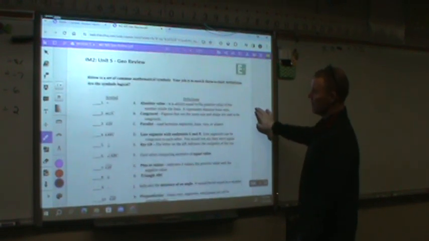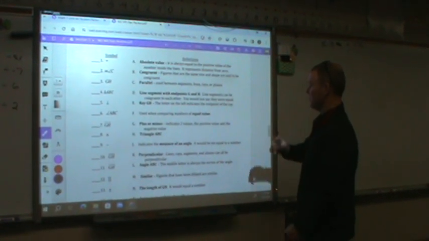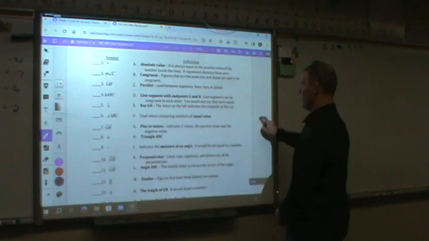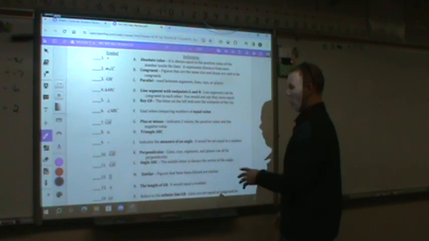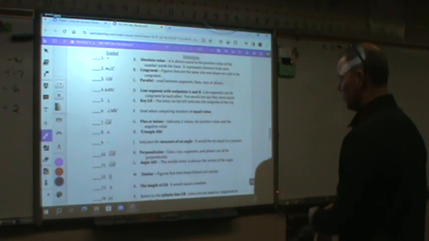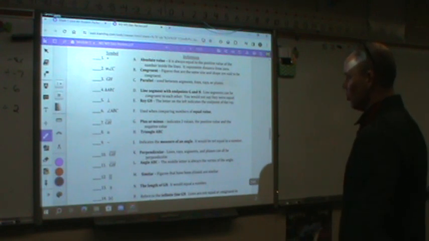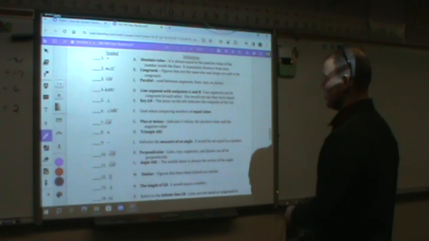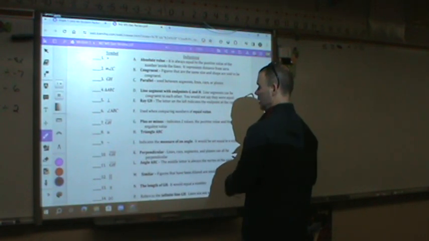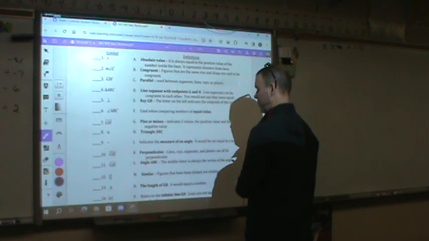All right. The second thing we did is we went through and we matched the definitions with the symbols. And what I would suggest is go ahead and pause the video right now and see if you can figure out which of these symbols match the definitions. And then come back and I will do that rather quickly.